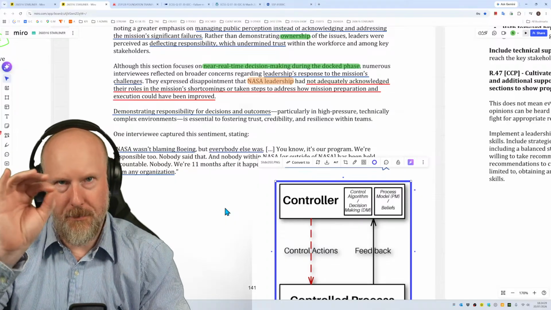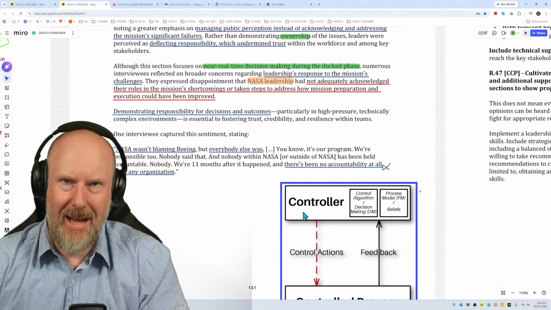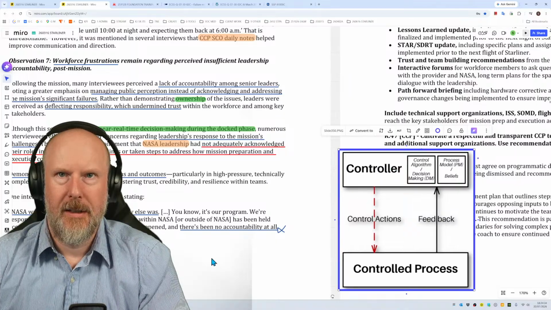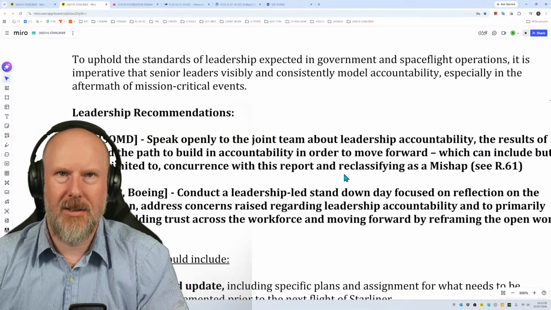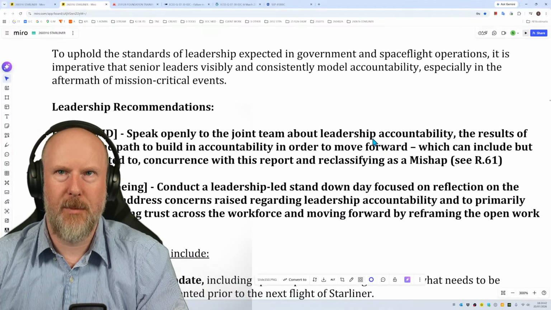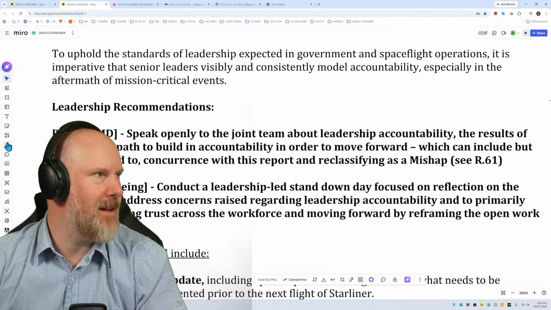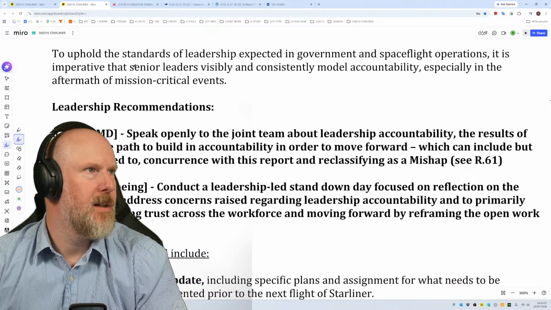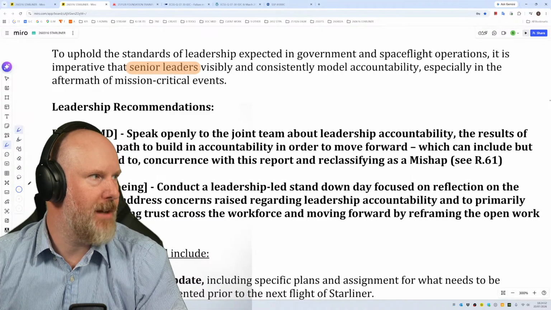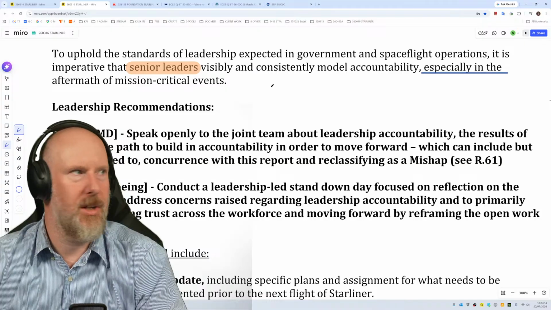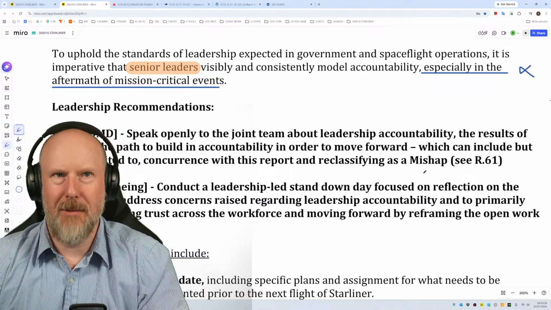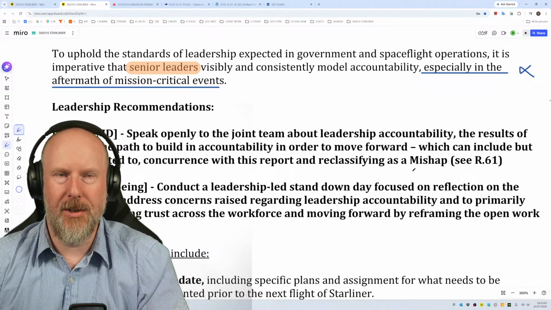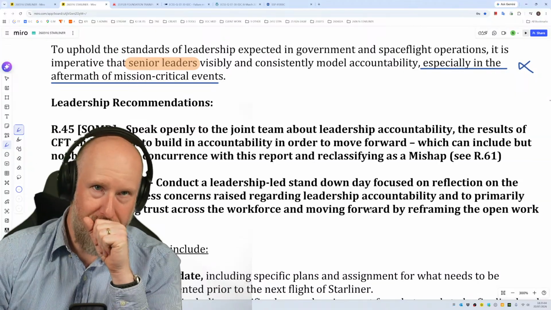But again, this is from the people inside who were there at the time when this was all going on. Great, so let's keep going. So, to uphold the standards of leadership expected in government and spaceflight operations, it is imperative that senior leaders visibly and consistently model accountability, especially in the aftermath of mission critical events. Yes, that's when the chips are down and people really get measured. It's critical.